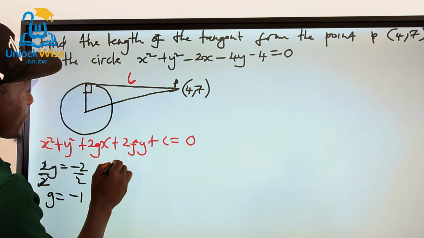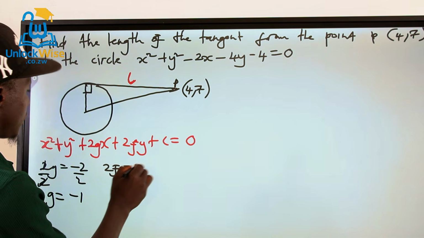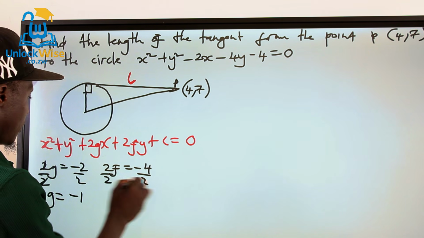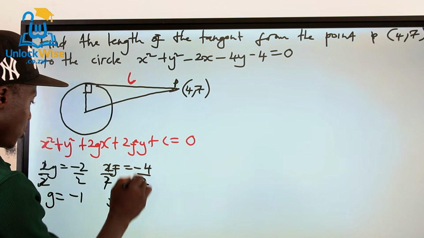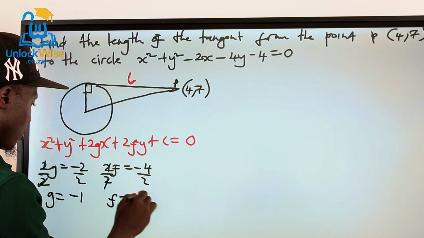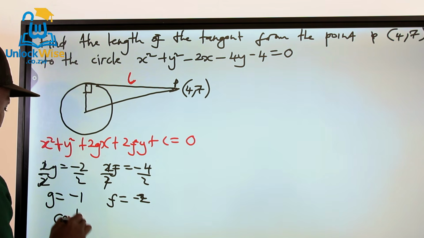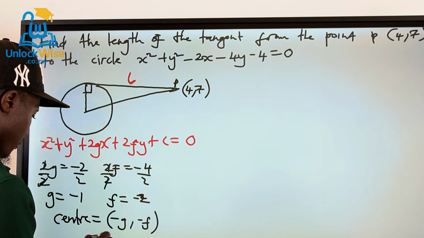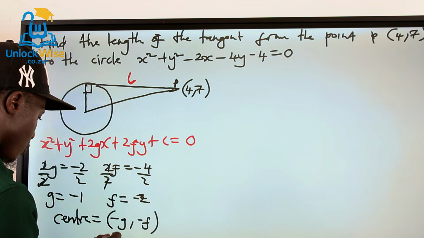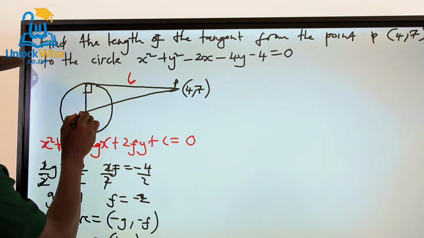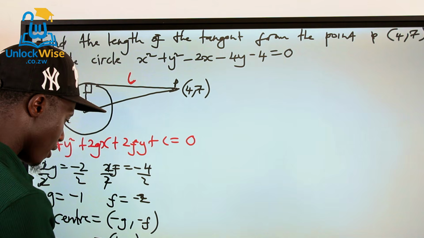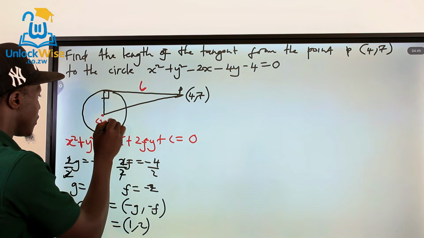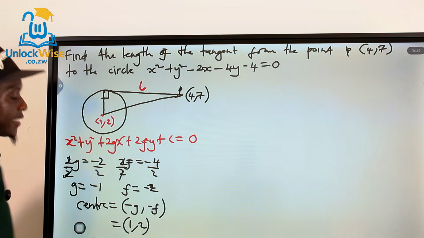What about 2f? It is equal to the coefficient of y, that is minus 4. Let's divide, and we're left with f is equal to minus 2. And the center is equal to (minus g, minus f), which is equal to (1, 2). So the center here is (1, 2). Now we need to find the radius.